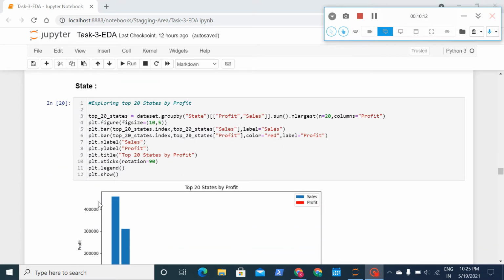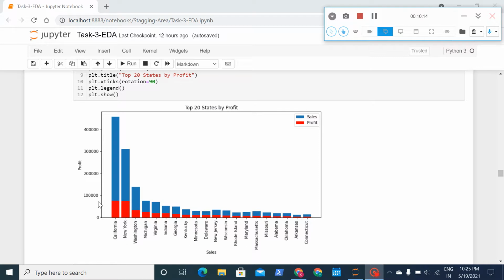Next, coming to the state part, here I have depicted the top 20 states by profit. We can see that California, New York, Washington, Michigan, and Virginia have the highest sales and profit. This blue color bar represents the sales and this red color bar represents the profit.